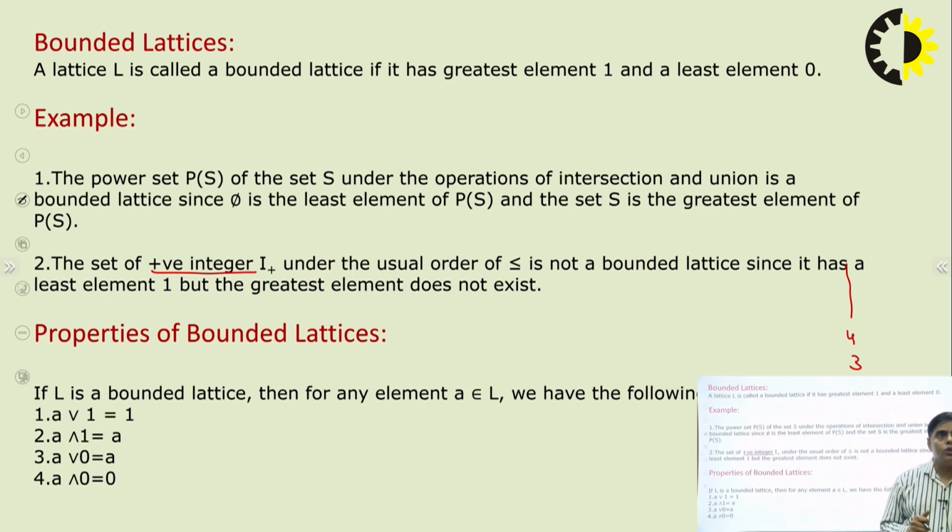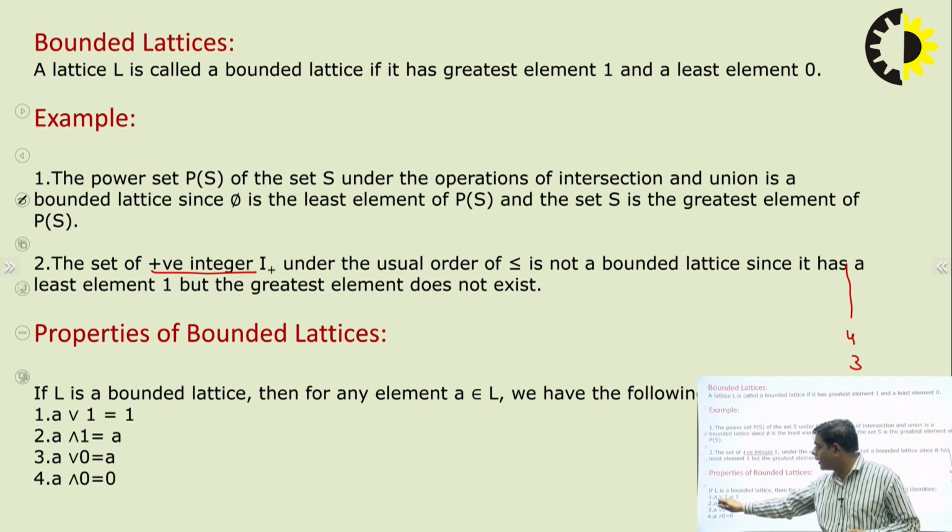In the power set we have seen that there exists a phi element, which is the least element, and ABC, which is the top element having all the elements. So these two elements will be the least element and the greatest element. Whenever we are comparing with any element of a bounded lattice, it will always be 1 and 0. So these properties always exist.